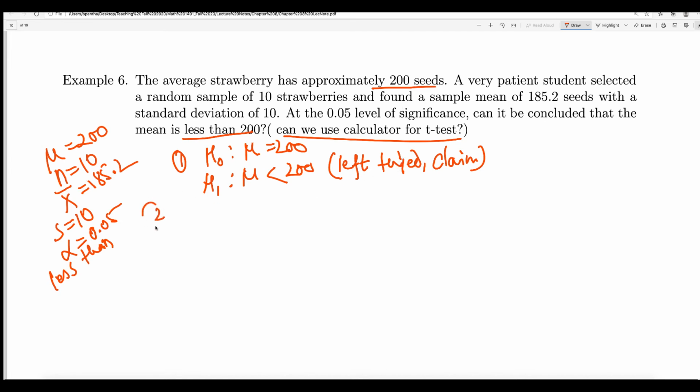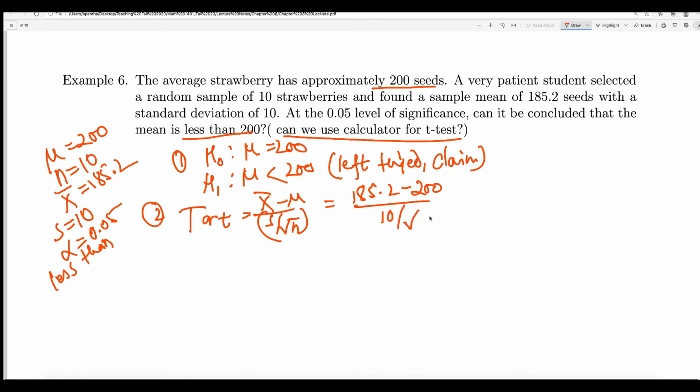Number 2 is the test value. t, or lowercase t, is x bar minus mu over s over root n, right? So what do you get? x bar is 185.2 minus 200, divided by s, what was s? 10 over root 10, right? Because you see that the sample size is 10, and the standard deviation is also 10. So this is what you get. If you use the calculator, what do you get? Let me use the calculator for that.